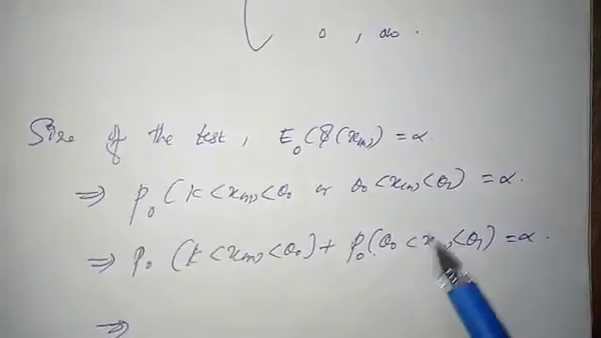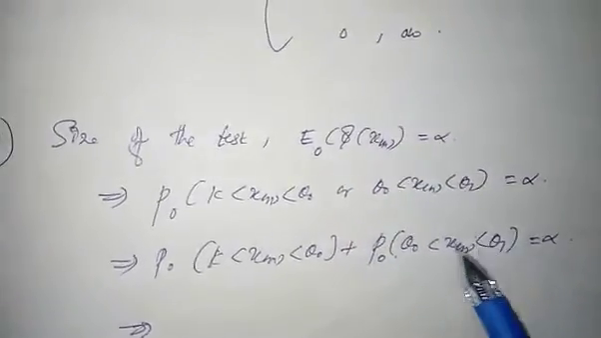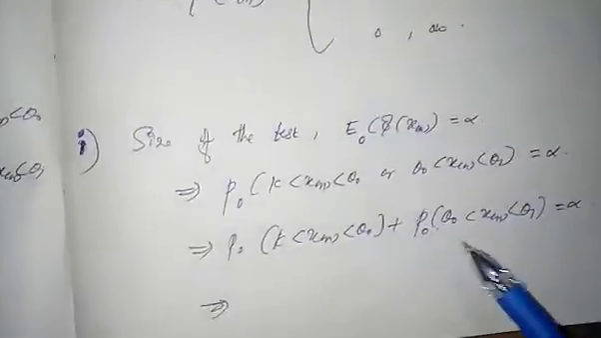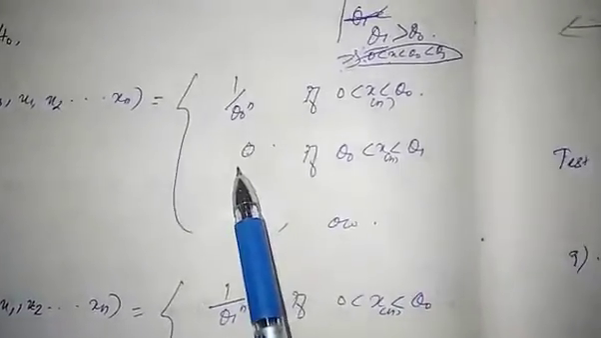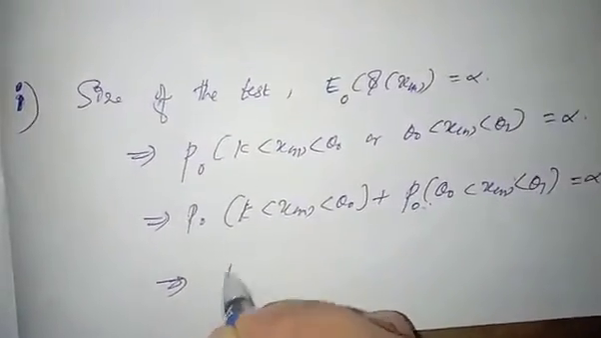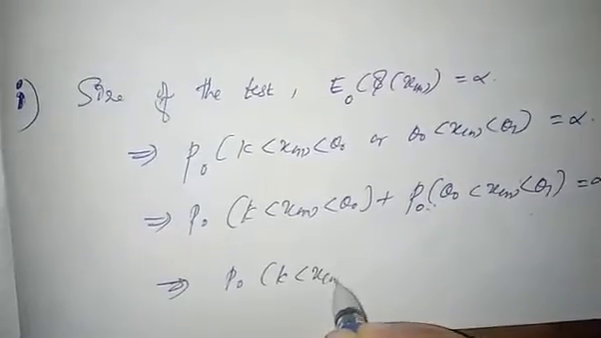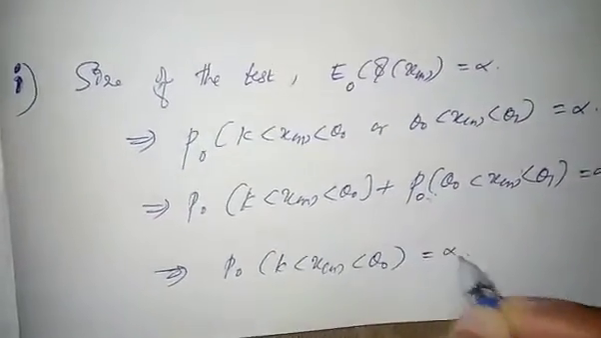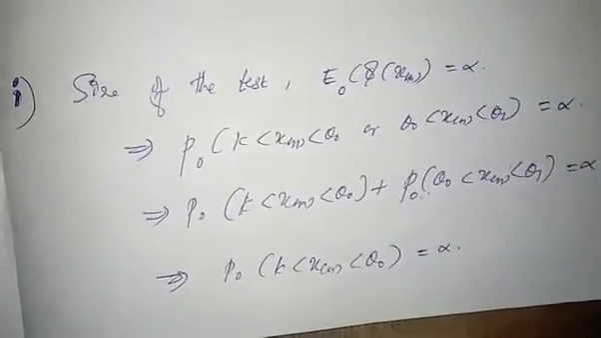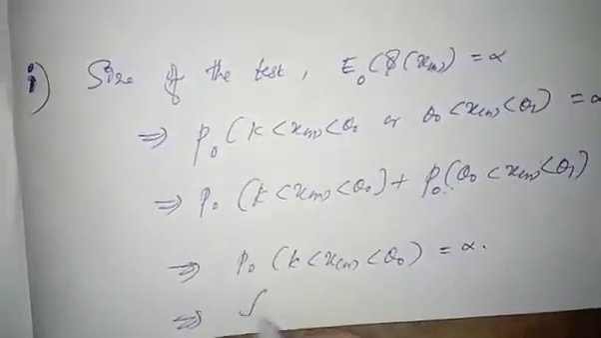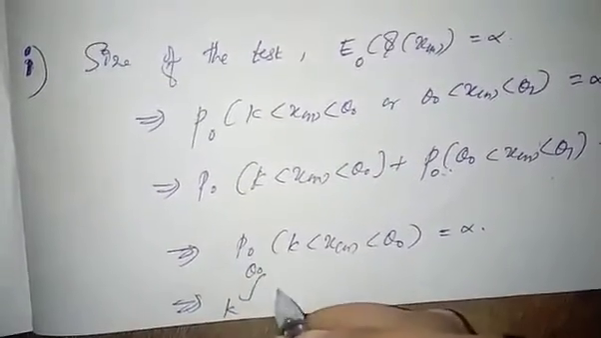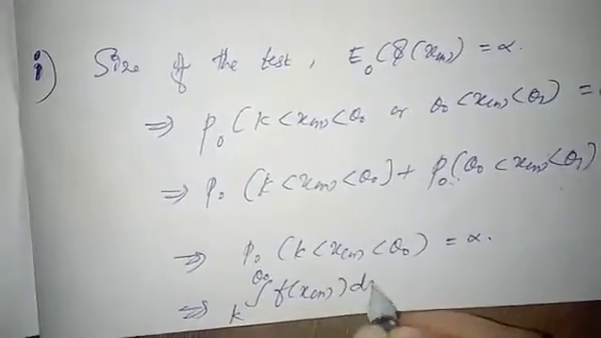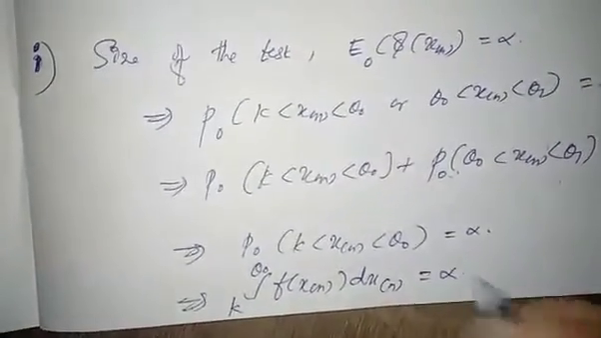Here the probability of theta naught less than xn less than theta 1, right? Under H naught, we know that theta naught less than xn less than theta 1 has probability 0, then this term is 0, right? Then here this one, that is P naught of k less than xn less than theta naught equal to alpha, right? So we can write this as the integral over k to theta naught of f of xn dxn equal to alpha.